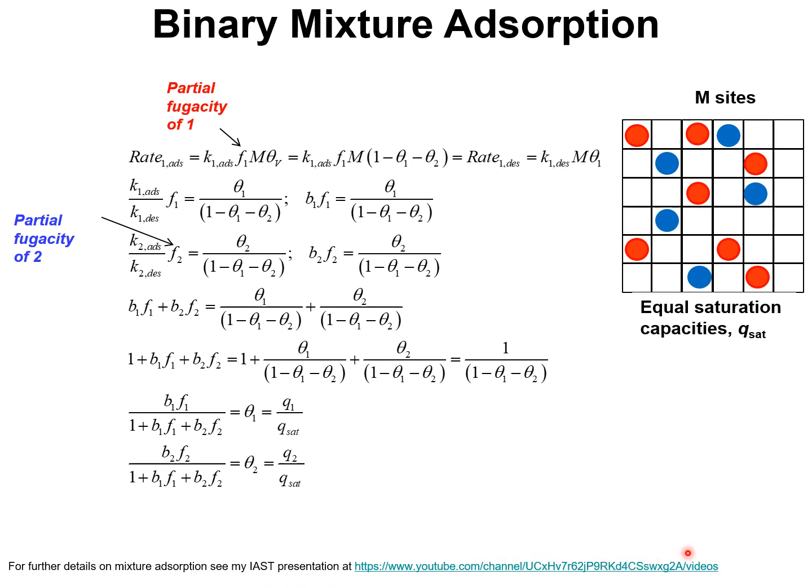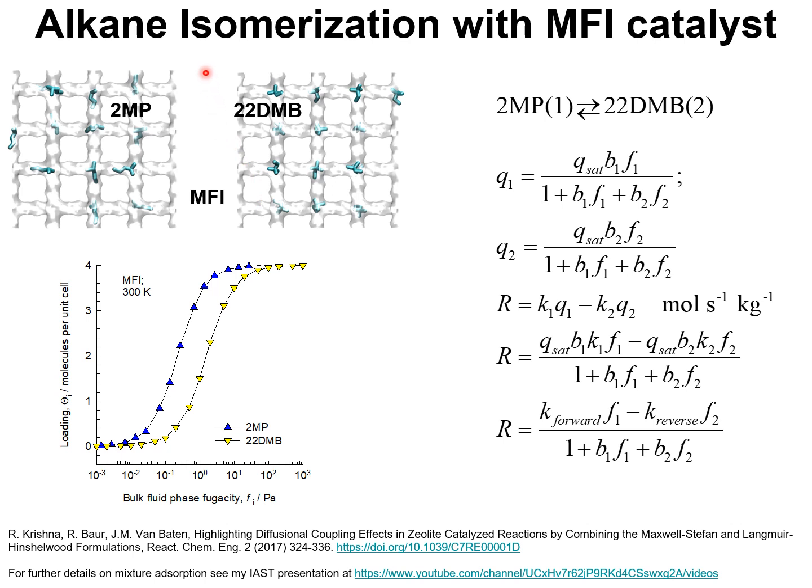Having this background, let's consider the derivation of the Langmuir-Hinshelwood kinetic expressions. Let us set up the kinetic expressions for alkane isomerization using MFI catalyst. We consider the isomerization of 2-methylpentane to 2,2-dimethylbutane. Both components are preferentially adsorbed at the intersections between straight and zigzag channels.